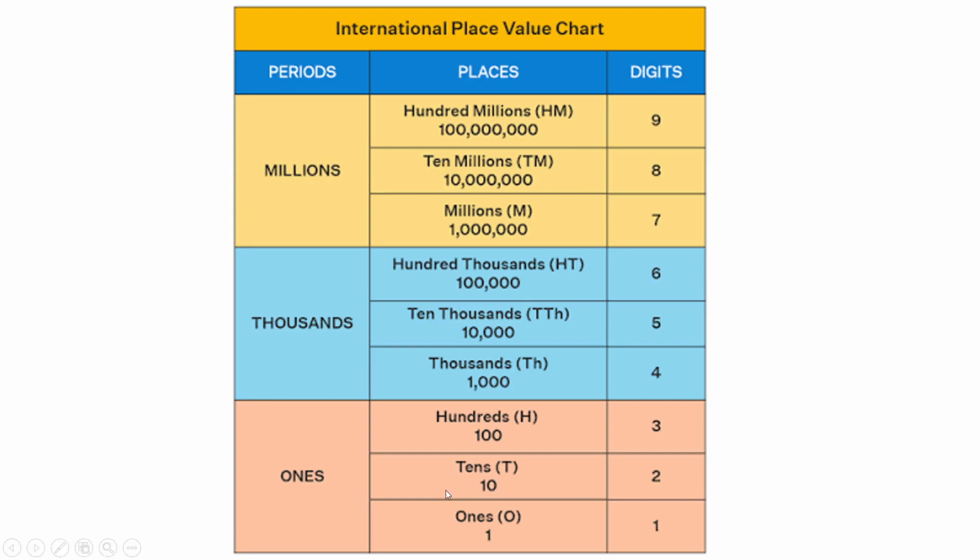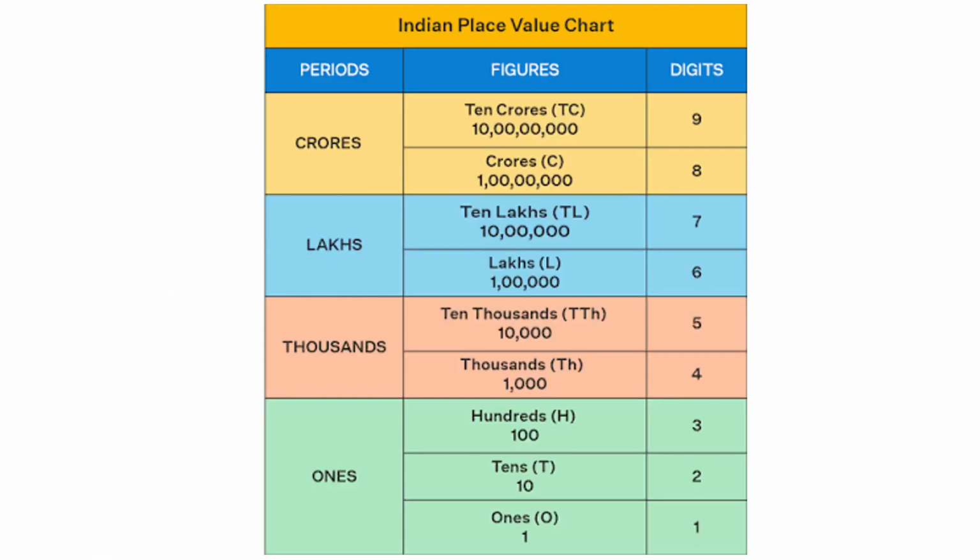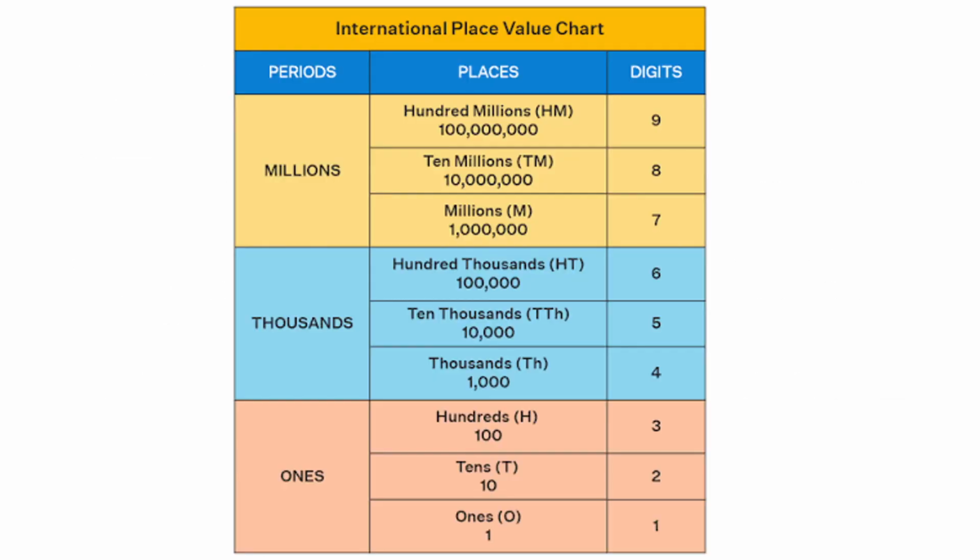For example, here's a simple trick: up to 10,000 both charts are the same. Okay, now if we compare, both charts are the same up to 10,000. After 10,000 the things change, like in the international place value chart it goes on to 100,000s, then comes the millions, 10 millions, and 100 millions. Okay, and if we compare, we can say that 10 lakhs is equal to a million. After 10,000 it comes lakhs and then 10 lakhs. So a million is actually equal to 10 lakhs.